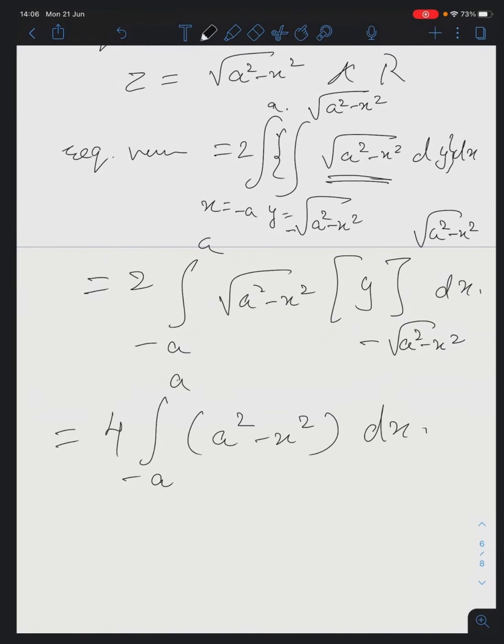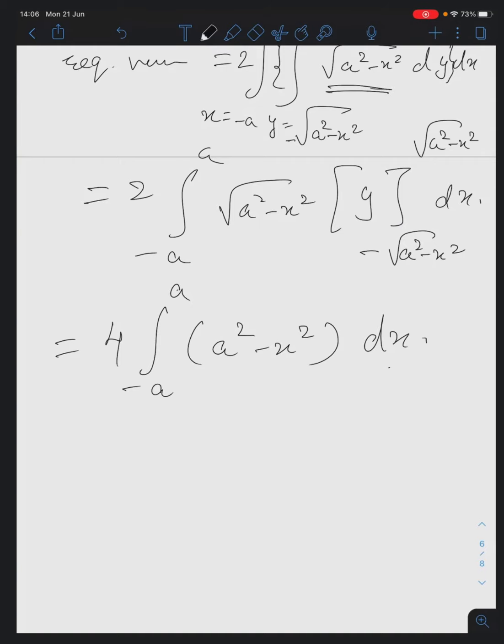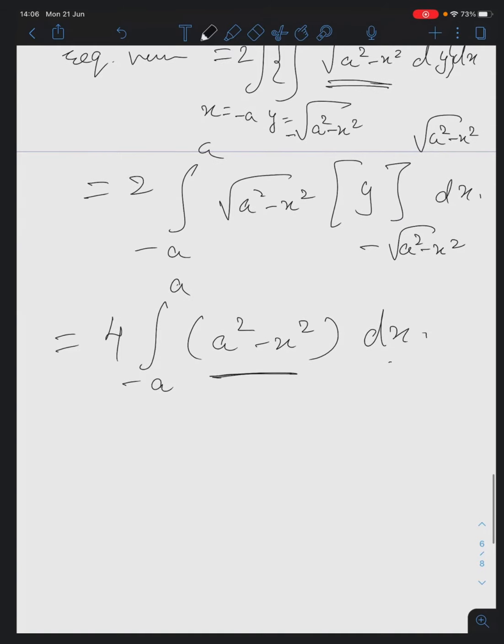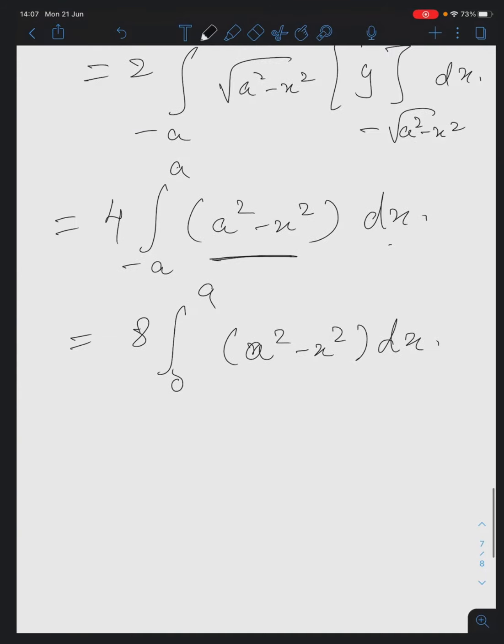Okay. Now since you are integrating with respect to x, check the function in the x variable. Is it even or not? Is it an even function? Yes, ma'am. It is an even function. Therefore, this again a 2 can be multiplied. When you multiply a 2, that becomes 8. So 8 times the integral from 0 to a of a square minus x square dx you can write. Now just integrate, substitute the limit and tell me the answer.